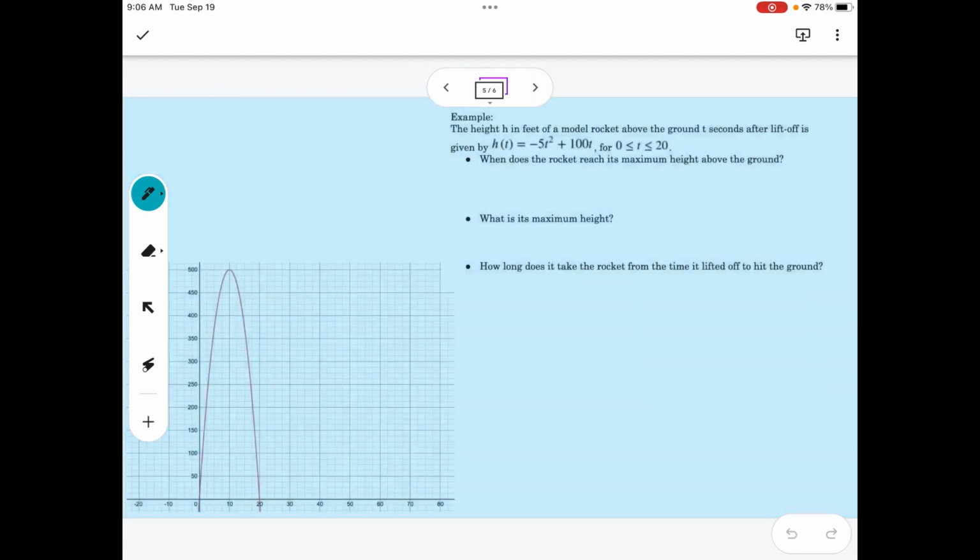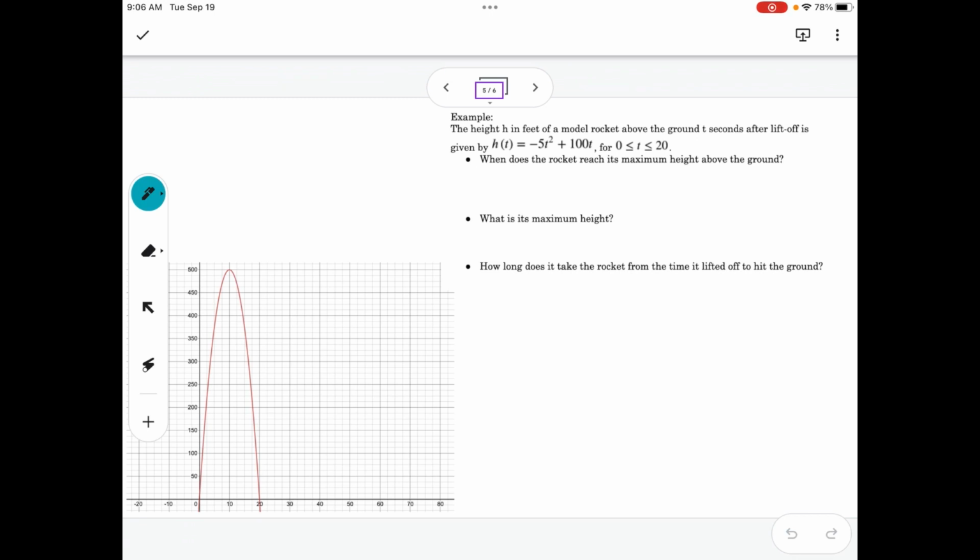All right, now my favorite type are the word problems, kind of putting it together. So the last two are word problems associated with doing some of these things. The height in feet of a model rocket above the ground t seconds after liftoff is given by this function. The height is equal to -5t squared plus 100t, where t has to be between 0 and 20 seconds. When does the rocket reach its maximum height above the ground? And what is that maximum height? So both of these are referring to the vertex because it's reaching the maximum height, so therefore it must be the vertex, the maximum value.